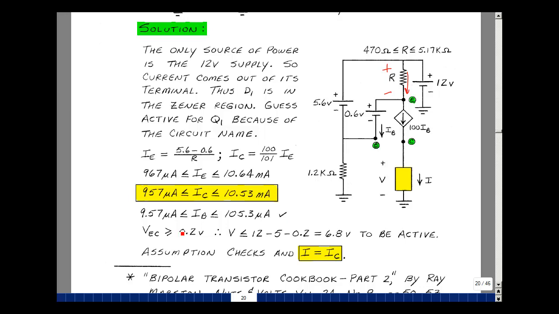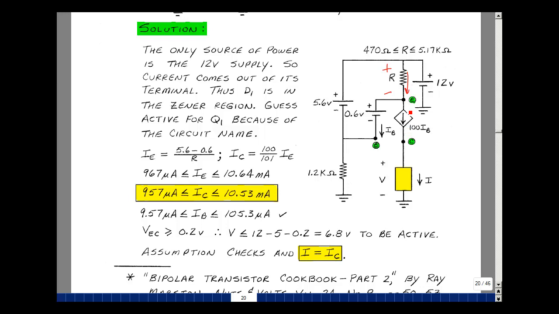To totally be in the active region, I have to have the emitter collector voltage greater than or equal to 0.2. I have a load here, and I don't know what's here. But let's figure out a condition on this load to make sure we're in the active region. This node voltage is 12. I subtract off this voltage, which is 5.6 minus 0.6, or 5, and then minus the drop across here. That would equal the voltage V. If this was 0.2 volts, then I would have 12 minus 5 minus 0.2, and that'd be 6.8.